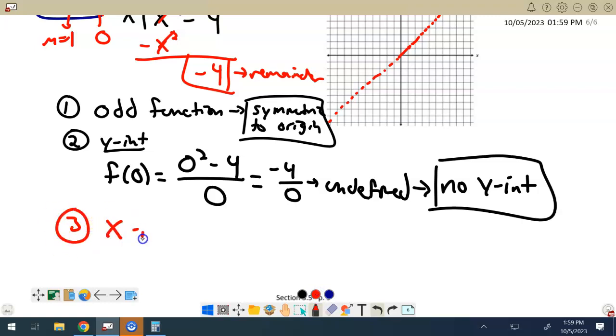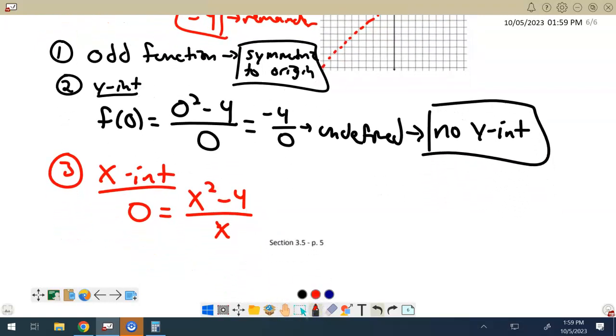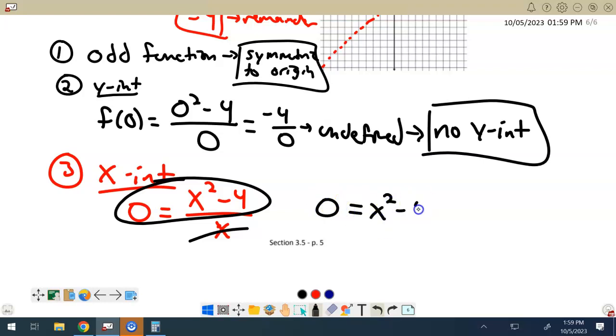The x-intercept, or intercepts, there could be more than one. We get that by setting y equal to 0. So we get this, right? So we set y equal to 0, so 0 equals that fraction. Remember, the shortcut here is that the only way a fraction can equal 0 is for the numerator to equal 0. So I can just ignore the denominator. I set the numerator equal to 0, and I solve for x. And we actually do get some answers here, right? This factors as x plus 2, x minus 2.